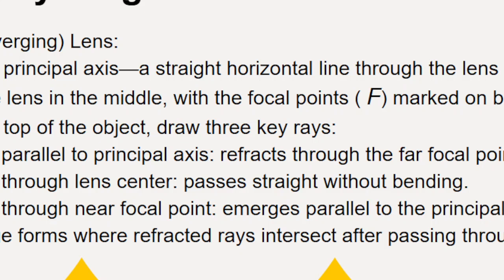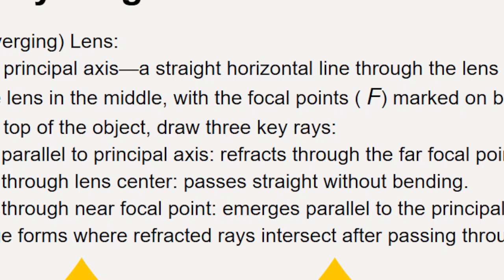From the top of the object, draw three key rays. The three are: one is parallel to the principal axis, one is through the lens center, it passes straight without bending, and the other one is right through the focal point. When it comes through the focal point, it emerges parallel to the principal axis.